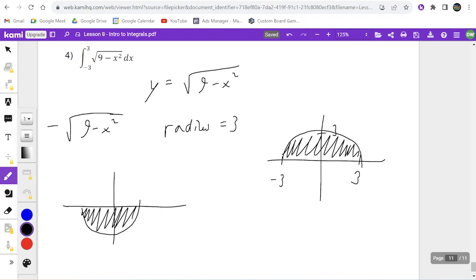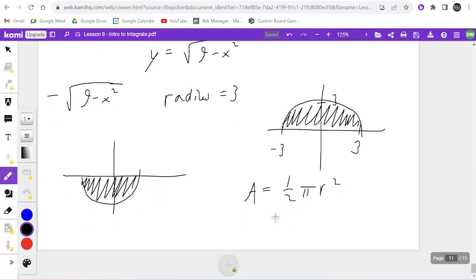Anyways, this is a semicircle, so the area is 1/2 pi r squared, where the radius is 3. So you're going to get a final area of 1/2 pi times 9, or you can also write 9 pi over 2. And that's going to do it for that one. Any questions?